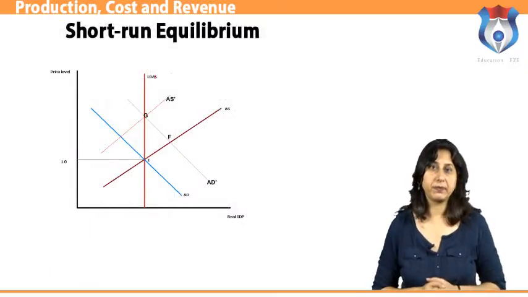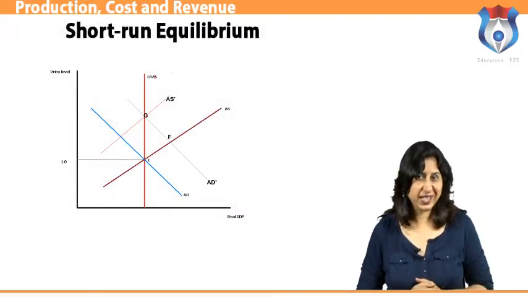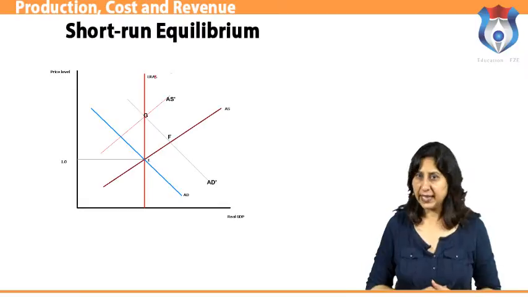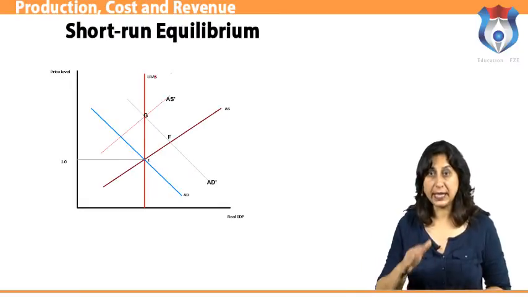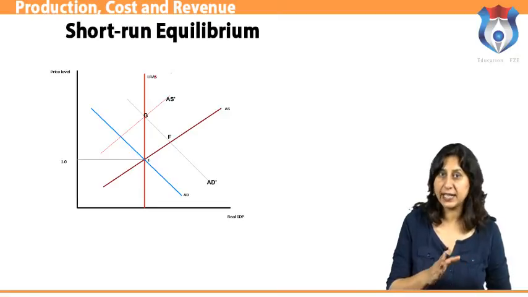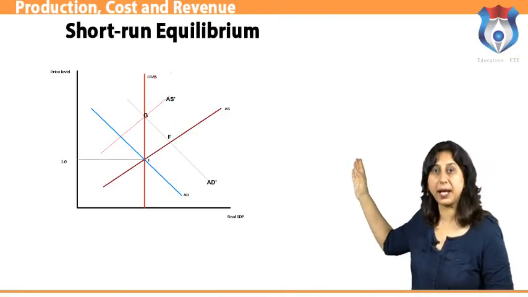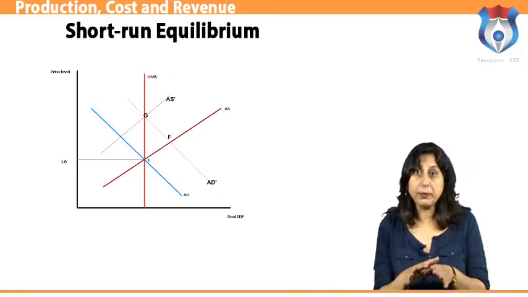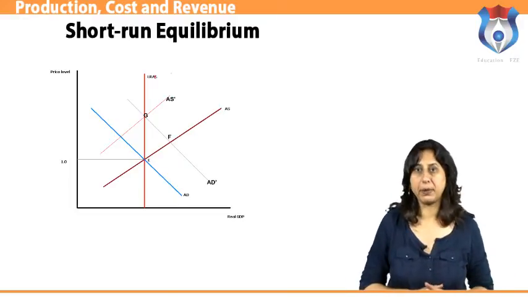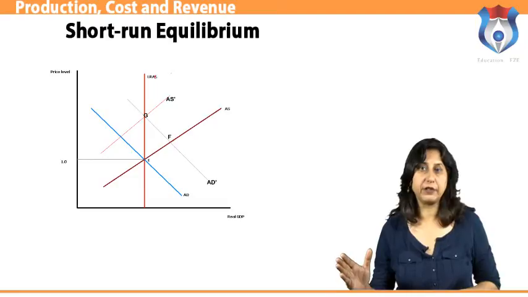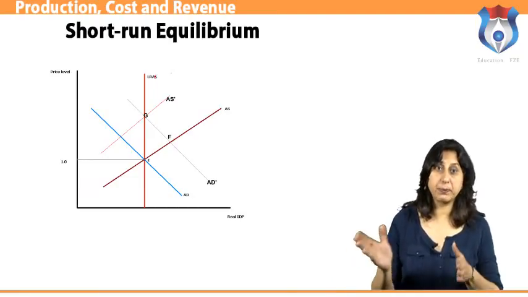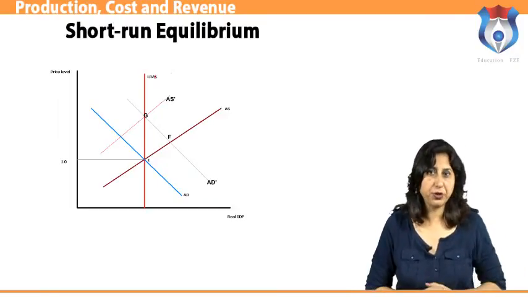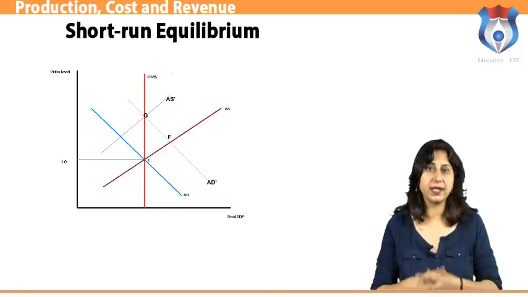Short run equilibrium. I hope you understood this concept that I just explained. Now we will move further and study short run equilibrium. The equilibrium in the short run is shown by the intersection of the aggregate demand, AD, curve and the short run aggregate supply, SAS, curve. When either AD or SAS shifts, the equilibrium point changes. For example, a shift to the right of the AD curve will cause the equilibrium output as well as the price level to increase. If the AD curve were to shift to the left, the opposite would be true. Output and price level will decrease.